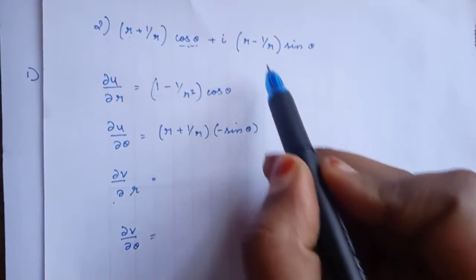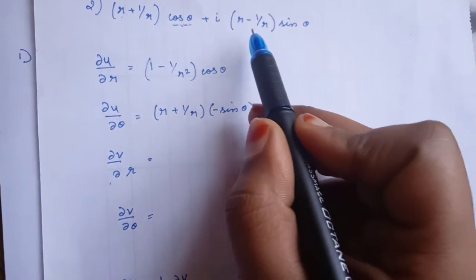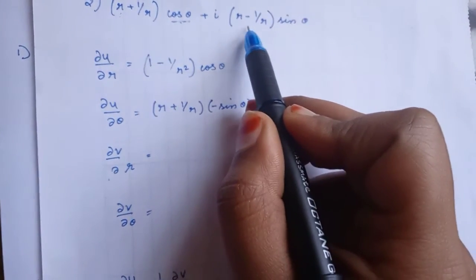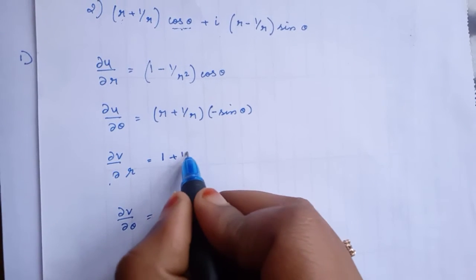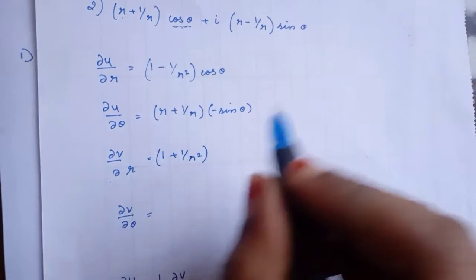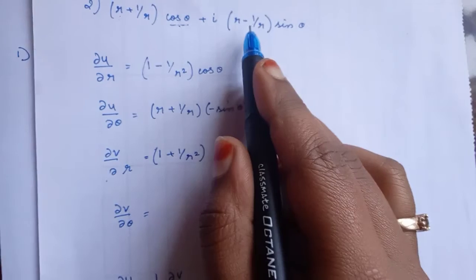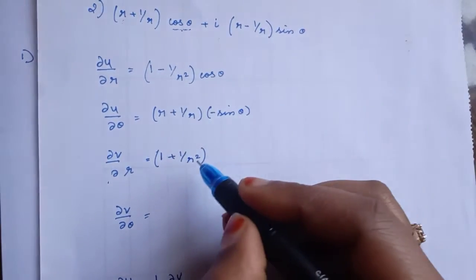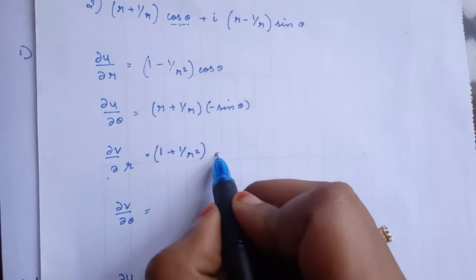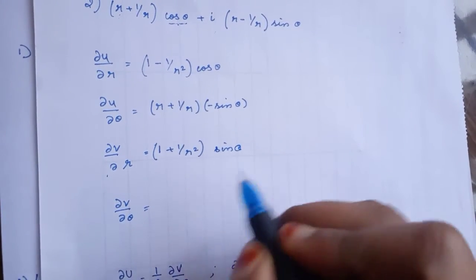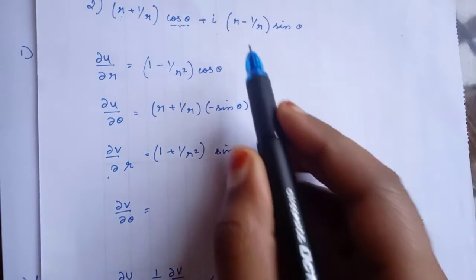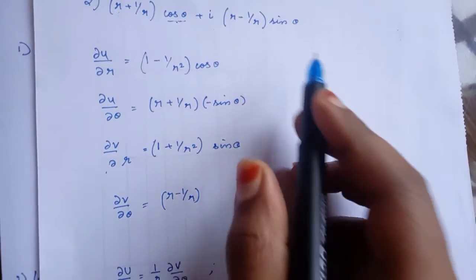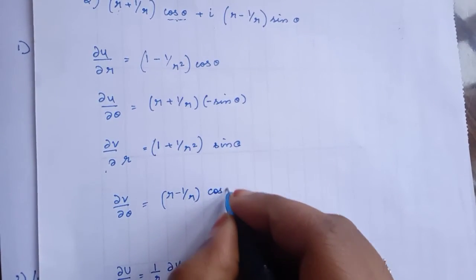Cos theta differentiates to minus sin theta. And you have to differentiate v with respect to r and theta. Now v is r minus 1 by r. Differentiating with respect to r, that becomes 1 plus 1 by r square. As I told you, it's just normal differentiation. 1 by r gives minus of 1 by r square, so minus and minus becomes plus here. Sin theta remains constant. So differentiate v with respect to theta. This term remains constant, so r minus 1 by r remains constant and sin theta becomes cos theta.